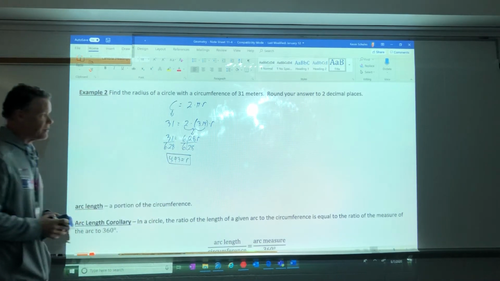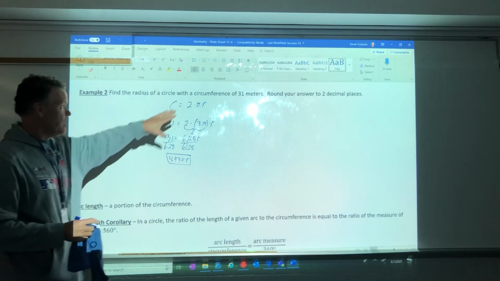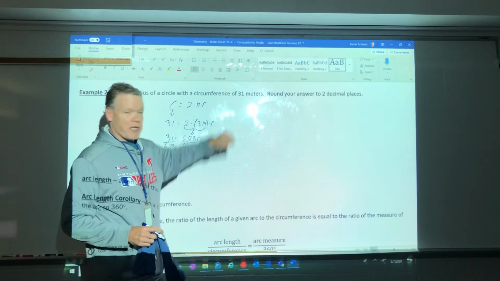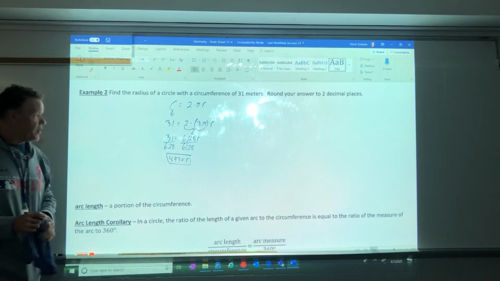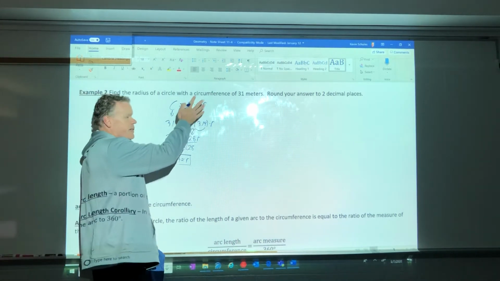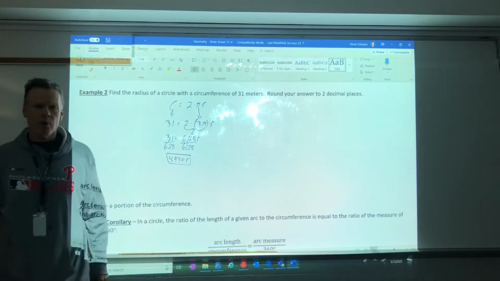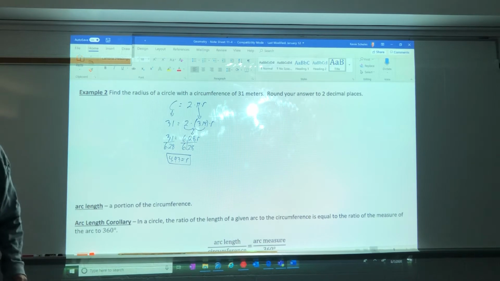Okay? And we rounded it to 2 decimal places. Okay, so again, anytime they want you to find something, write your formula, write in what you have, and then solve for what your unknown is. And a big mistake you don't want to make here, sometimes people see pi and think of that as a variable. No, pi is an actual value. It's 3.14, so we want to put that value in there.